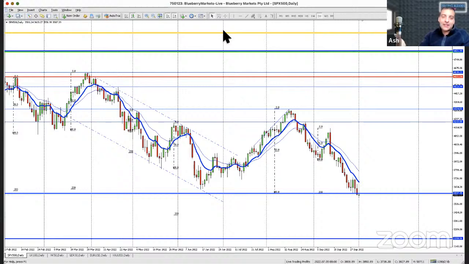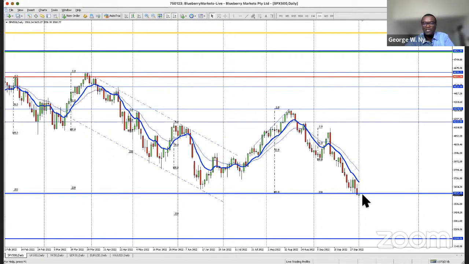We need to see this in the data. We need to see it in PCE. We need to see it in core PMIs, core CPIs and PPIs, and also the PMIs. But if it does start to look that way, I think we could actually see a bit of a run on the dollar for a bit. Yeah, that high could be in play, I think.